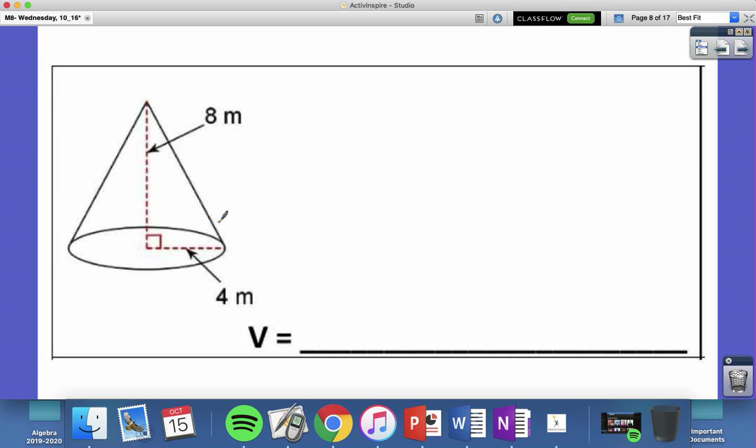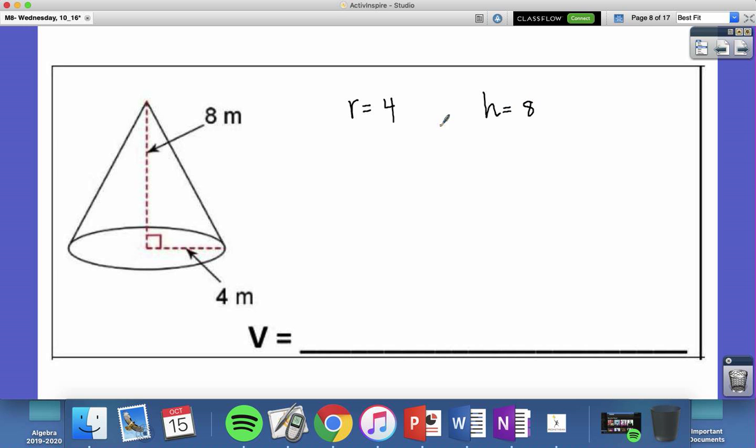Now when we start getting into Pythagorean theorem next week, we're going to talk a little bit more about slant height. But right now we need the height that goes straight up and down from the base to the top of the cone. So for this formula, our radius is 4 and our height is 8.